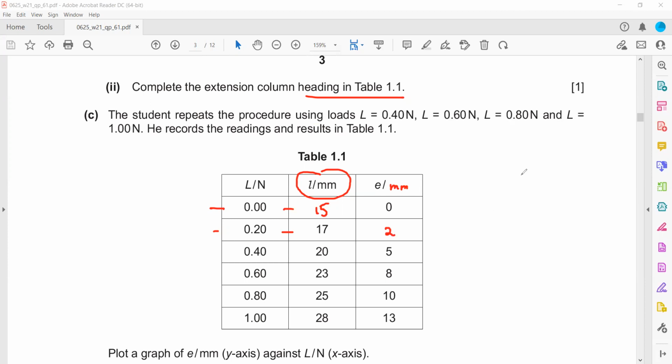We need the readings of load and extension to plot a graph between load and extension. Load is 0, 0.2, 0.4, 0.6, 0.8, and 1. And the extension is 0, 2, 5, 8, 10, and 30. So we will use these values to plot a graph.